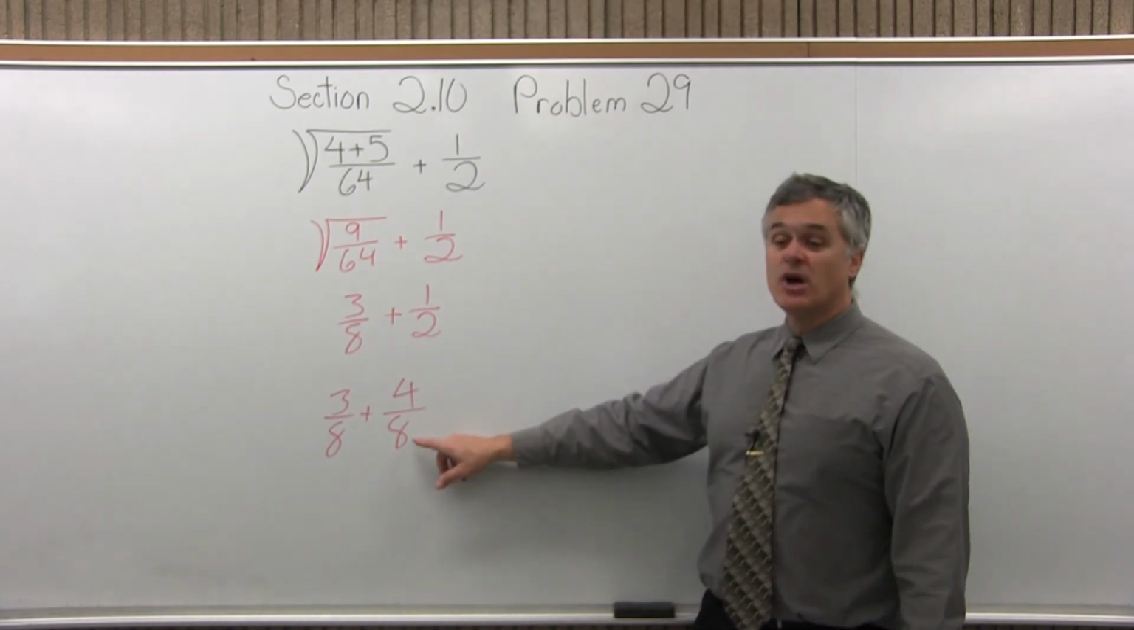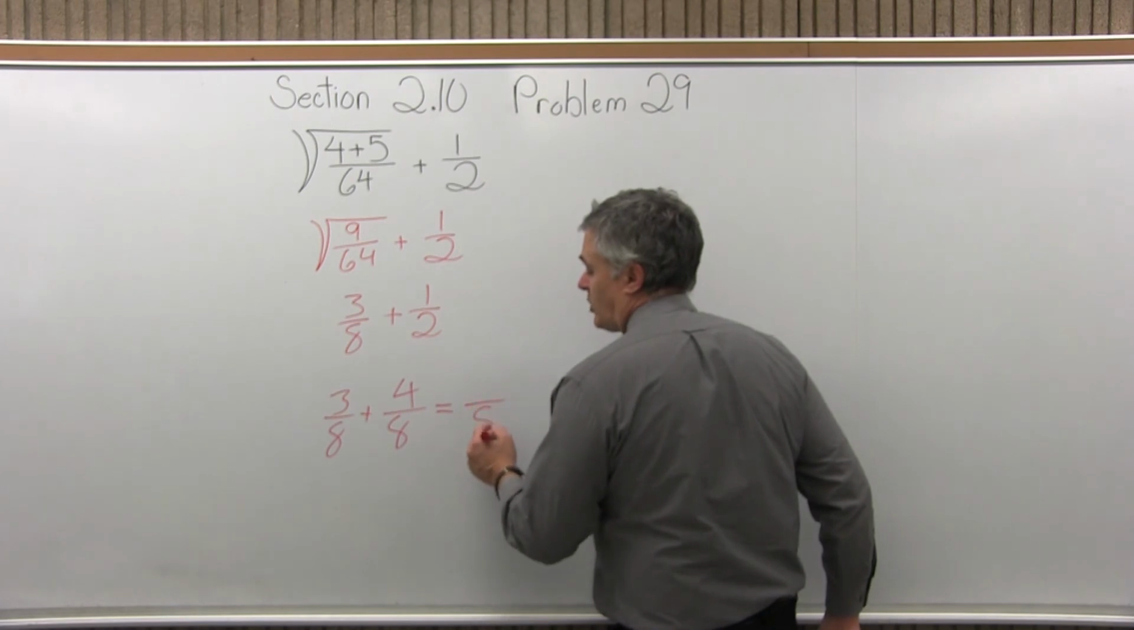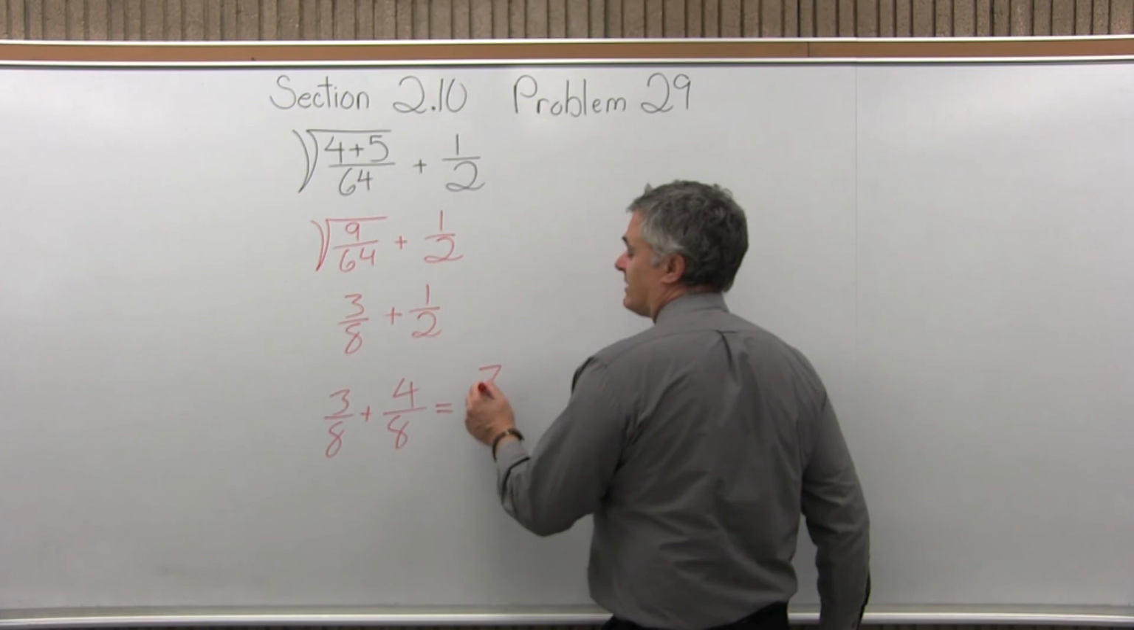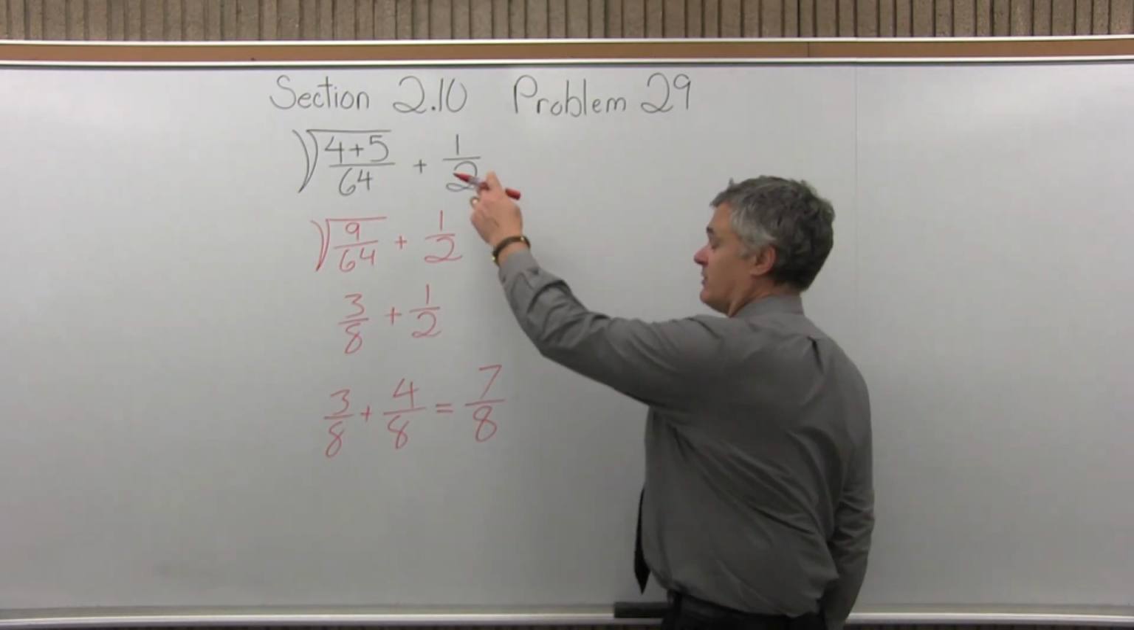Now I have common denominators. They're both over 8. So to add those together, I keep my common denominator, which is 8. Combine the numerators. 3 plus 4 more is 7. So my answer is 7/8. And that's the final answer for the whole problem.